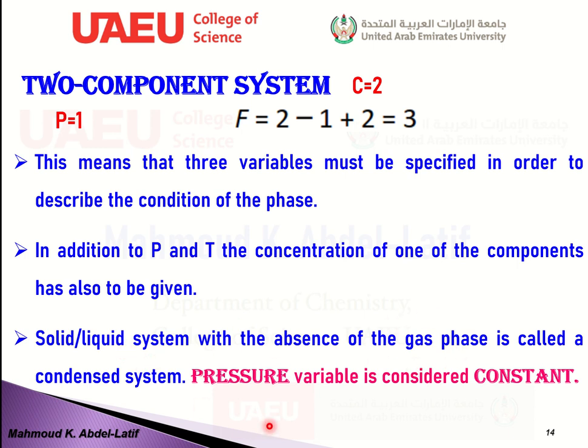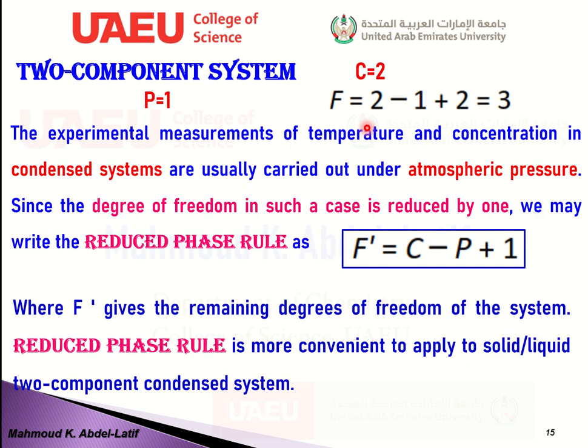It means the pressure will be constant. So the pressure variable is considered constant, and you can change that down to only one. So you keep the pressure constant, so to say. And this leads us to reduce the phase rule. Now you have a two component system, C equals 2, and P equals 1, and you end up with 3. We agree that these 3 microscopic variables are temperature, pressure, and the concentration of one of the components.